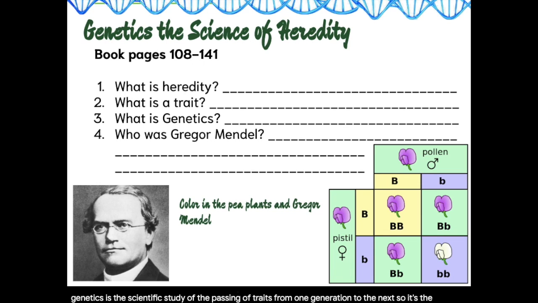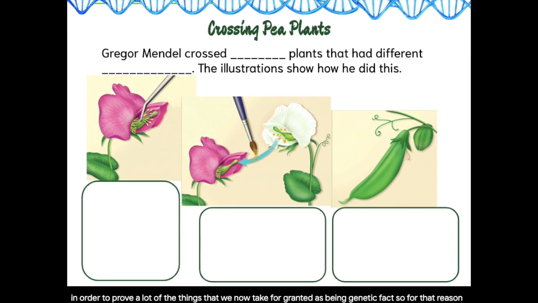Now, Gregor Mendel is the gent in the picture. He's an Austrian monk. That's Austrian, not Australian. And he raised pea plants, and he did all sorts of scientific experimentation on them in order to prove a lot of the things that we now take for granted as being genetic fact. So, for that reason, he's generally called the father of genetics.